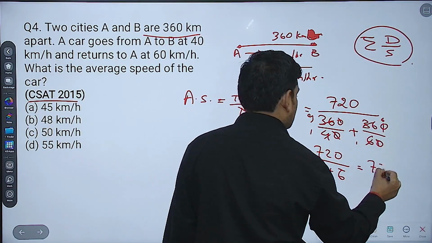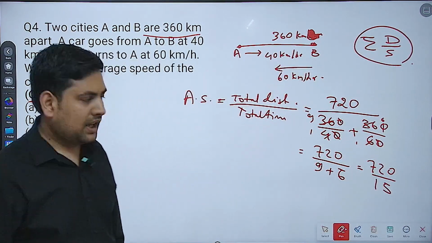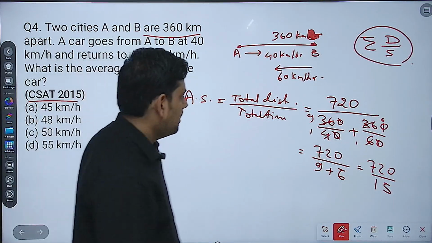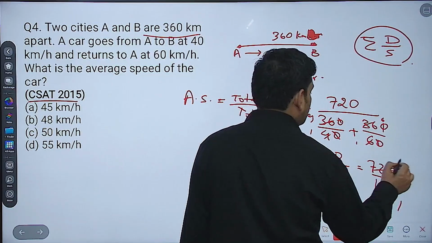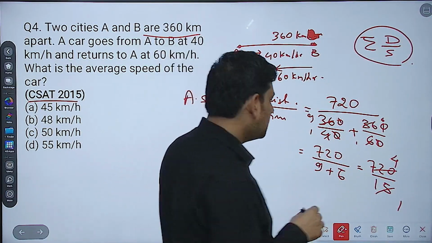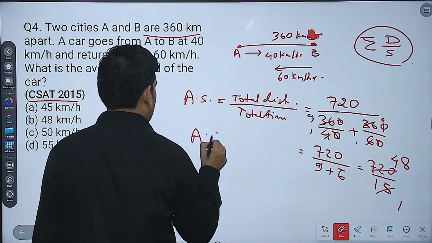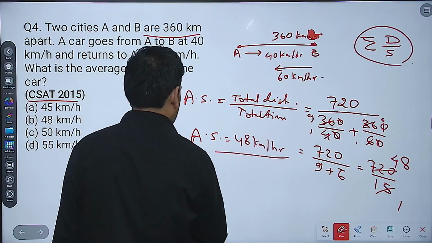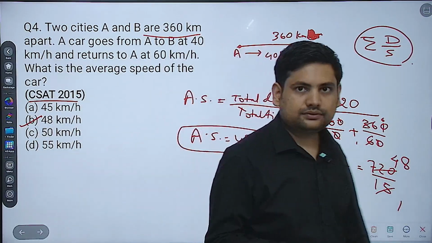What did you get? 720, 9 plus 6 is 15, correct? So 720 by 15. What do you get? It will go 1 time, and this will go how many times? 4 times. With 60, 12 will remain, with 120 it will go 8 times. So the answer came out to be average speed is equal to 48 km per hour. So the answer would be this, 48.